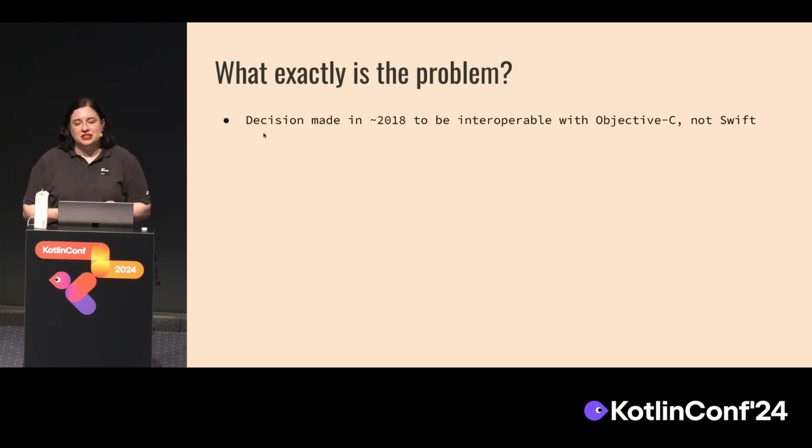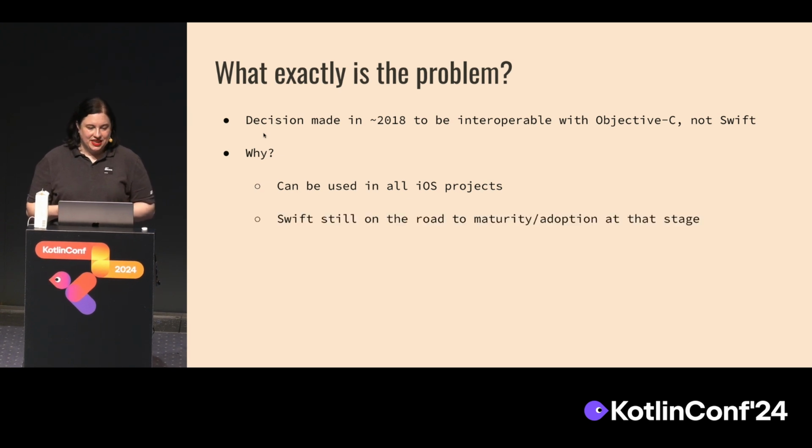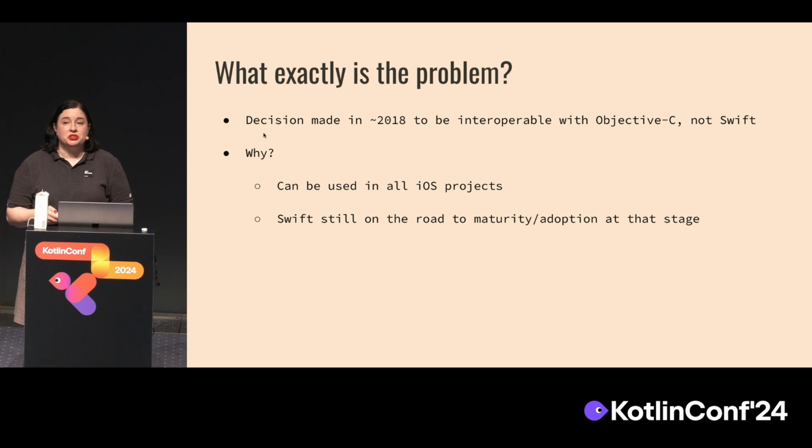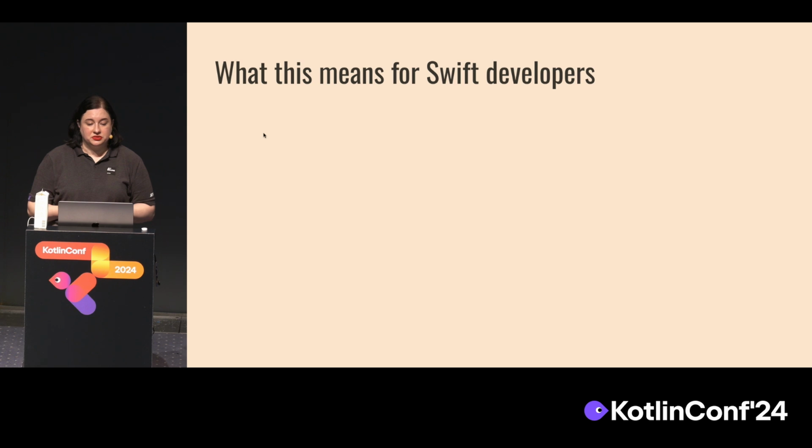So a decision was made around 2018 for Kotlin to be interoperable with Objective-C, not Swift. Why? Well, it's so that Kotlin can be used in all iOS projects, not just the Swifty ones. And because Swift was still on the road to maturity and adoption at that stage, there were still a lot of Objective-C projects out there. And this means that Kotlin is not directly interoperable with Swift, but rather indirectly through this Objective-C bridge. And this has the following implications for Swift developers.